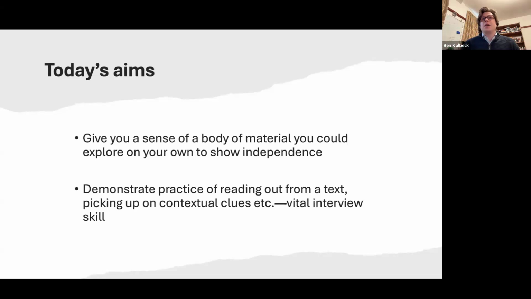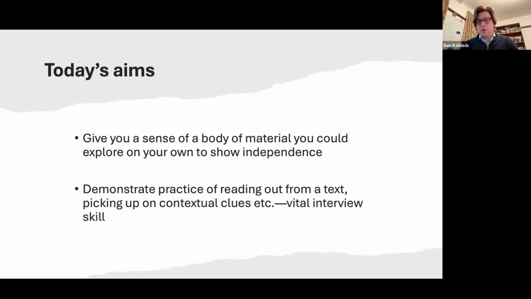Another part of it is just to practice and demonstrate this process of reading out from a text and picking up on contextual clues, focusing on particularly interesting passages in order to build some kind of plausible analysis about the context of the piece of evidence and the world that produced it. And the reason why I think that's really important is because that is exactly the kind of exercise that, if you apply to Cambridge and get interviewed by a college, the interviewers are going to be looking for in that interview.